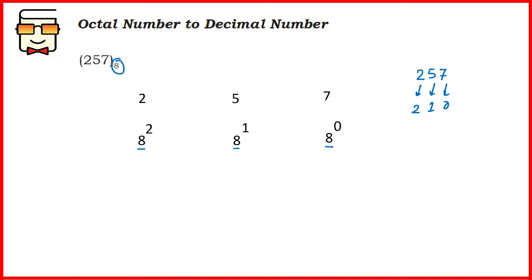Then we will be multiplying these values with the digits itself. So 2 multiplied by 8 to the power 2, 5 multiplied by 8 to the power 1, 7 into 8 to the power 0, and we'll be adding these values. Simplifying this, we get 128 plus 47, and that is 175 in decimal.